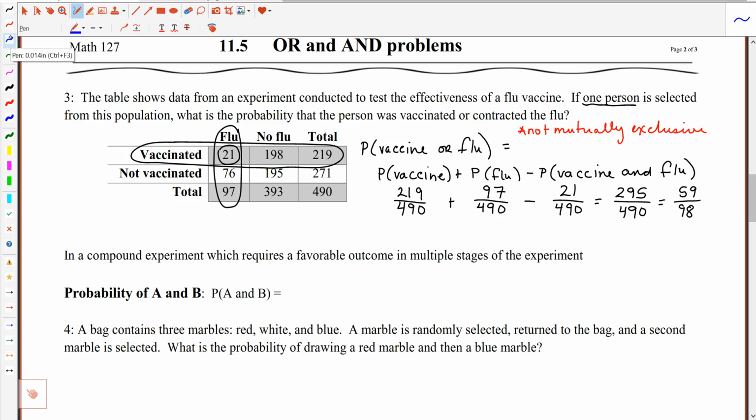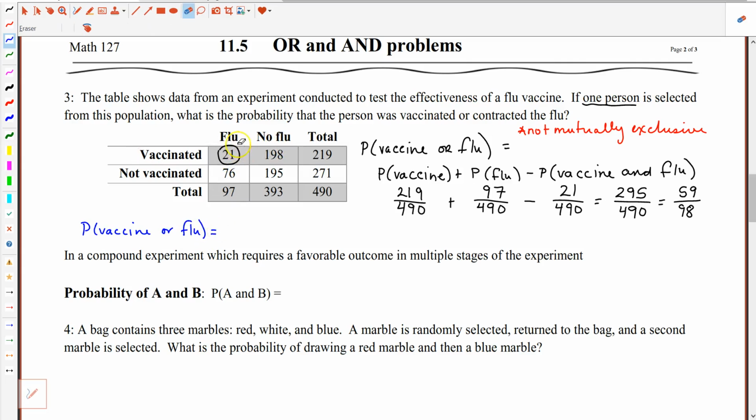As an entirely separate approach, if I wanted to find the probability that the person got vaccinated or the flu, I just read my table a little bit more carefully. I'm going to go ahead and erase this writing on here. The vaccinated people are accounted for up here, so I'm going to grab this total right here, the 219.